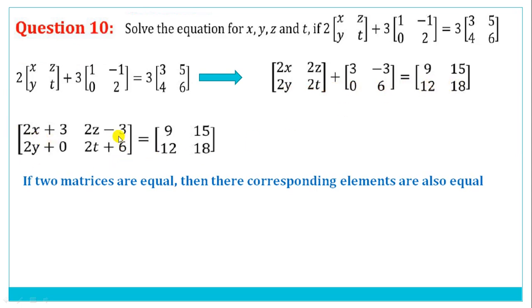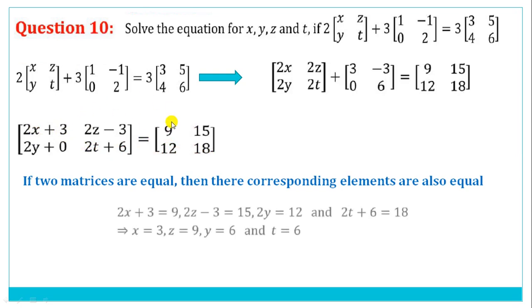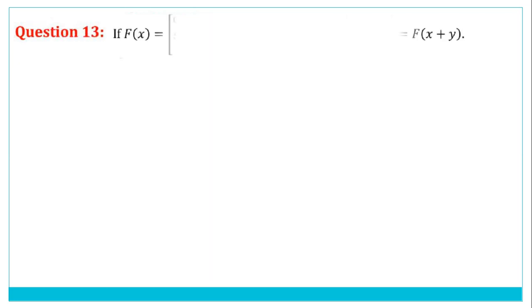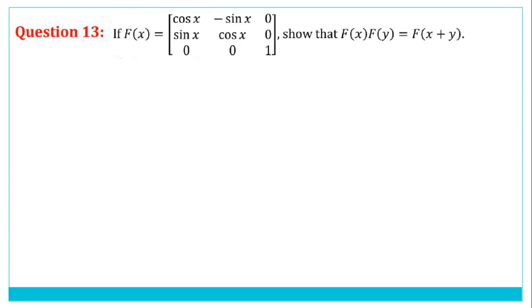Now, these are two equal matrices. The order of both the matrices is equal. Both matrices are of the order 2 by 2. So we can easily say that their corresponding elements will also be equal. So 2x plus 3 will be equal to 9, and 2z minus 3 will be equal to 15, and 2y plus 0 equals 12, and 2t plus 6 is equal to 18. After solving, we will get the resulting values of x, y, z and t. Pretty simple, guys. Now question number 13. This is a tricky one.